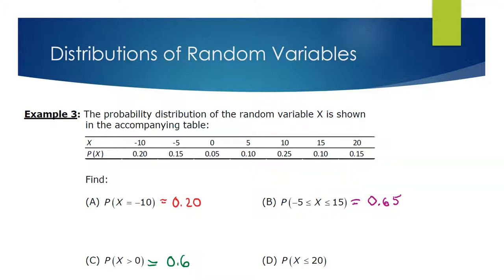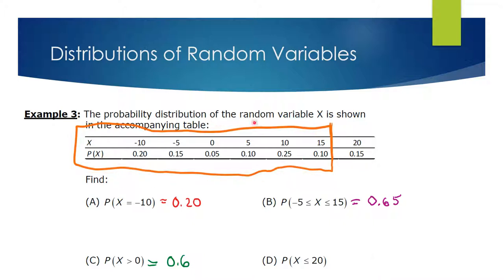And the last one says the probability of x less than or equal to 20. Now technically it's all of these things here. And I can add all those up, or I can simply say, okay, well, I have 0.15 here. If I do 1 minus that, it's going to be 0.85. And you also find out if you add all these together, you also get 0.85. So one way or the other is fine.